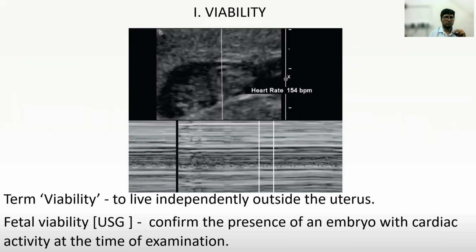As I told you, the first and foremost thing is to look for viability. In general, the viability term means to live independently outside the uterus. But strictly speaking, a 10-week-old fetus or 11-week-old fetus cannot survive in the outside world. So, in respect to ultrasound and in respect to the first trimester screening, viability means confirming the presence of an embryo with cardiac activity at the time of examination. That is what it implies. So if we have a fetus with a heart rate, it is a viable fetus.